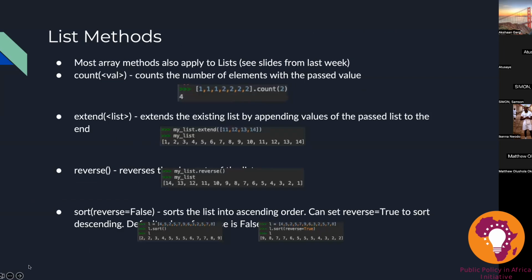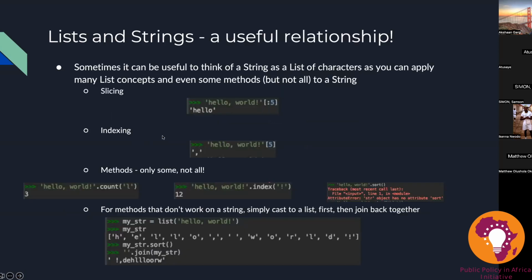What that means is you can use slicing in strings. If you take a string and use square brackets and the colon, you can slice the string. You can also index the string, and some methods work on it. I'll leave it to you to find out which methods work and which don't. But as you can see over here, count works, index works, but sort does not work.